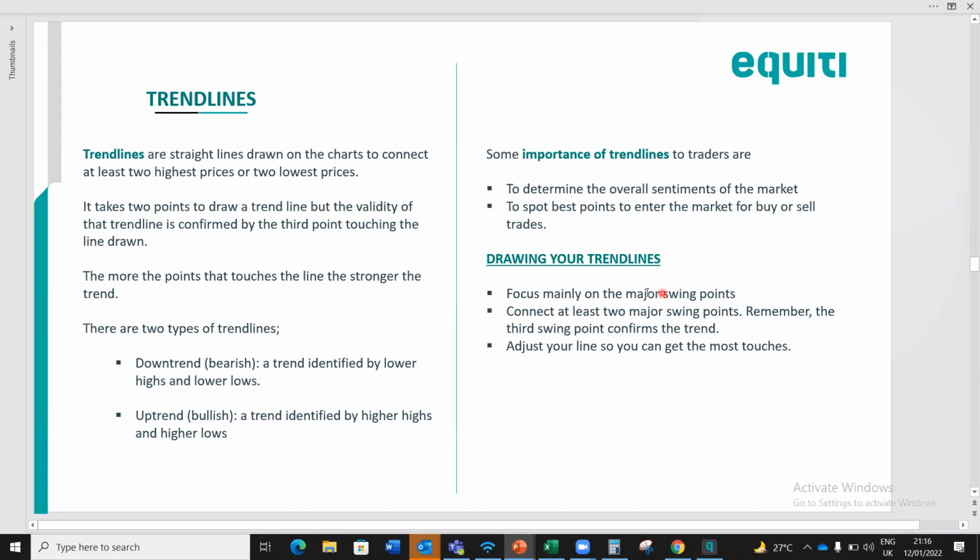Now, how do we draw trend lines? Number one rule in drawing a trend line is to focus mainly on the major swing points. I'm going to show you that just shortly. Number two is to connect at least two major swing points. Remember that the third swing point confirms the trend. And then lastly, adjust your line so you can get the most touches, just like we used to draw lines of best fit.